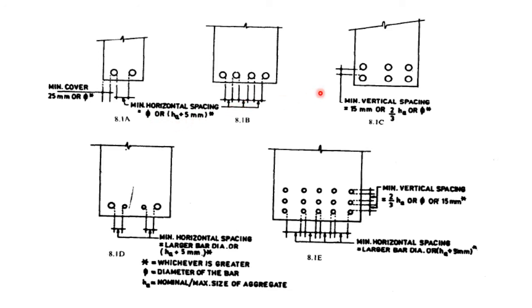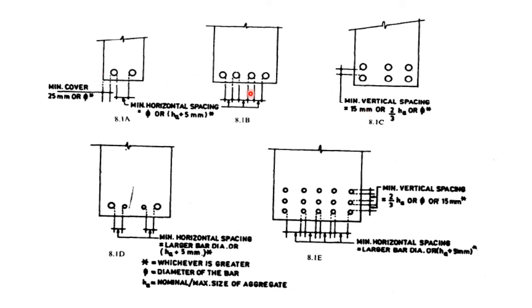Similarly, sometimes when you calculate the number of bars, you may obtain more than can be provided in a single horizontal layer. Therefore, we provide them alternately, one above the other. When we are providing them in layers, a minimum vertical spacing has to be maintained. That vertical spacing is 15 mm, or 2 by 3 of the nominal size of the aggregate, or the diameter of the bar. Out of these, whichever is maximum, you are going to consider.